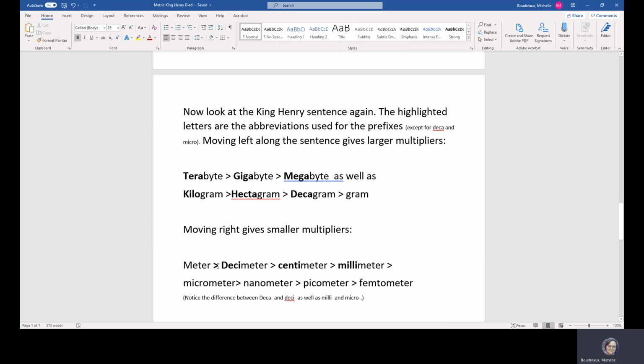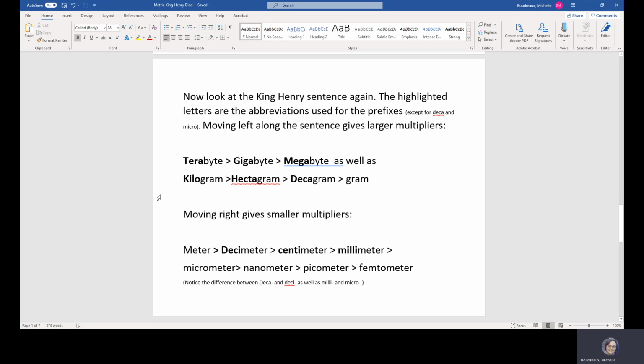So let's look at that sentence again. Go back to where we started. The highlighted letters are going to be those abbreviations. There are a couple of exceptions, and we'll talk about those. But if you move down the left of the sentence, from right to left, then the numbers get larger. A terabyte is greater than a gigabyte, is greater than a megabyte. A kilogram is greater than a hectogram, is greater than a decagram.